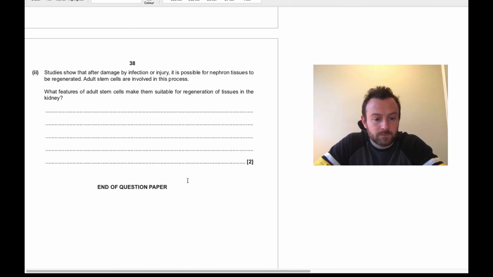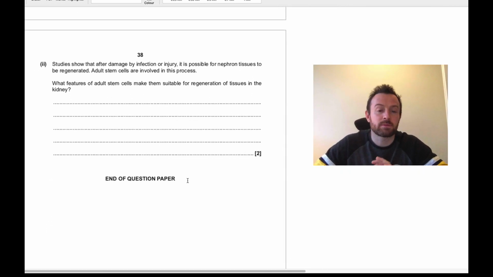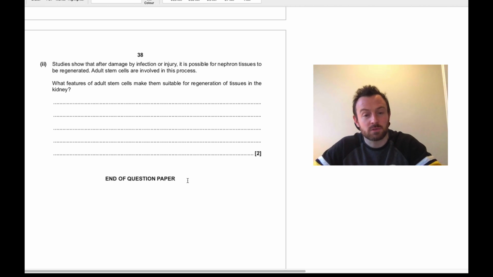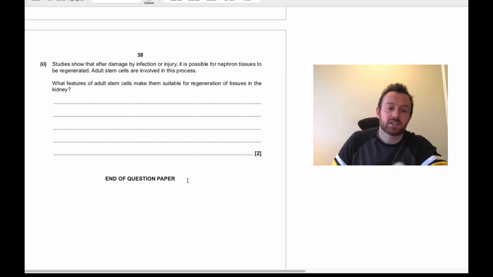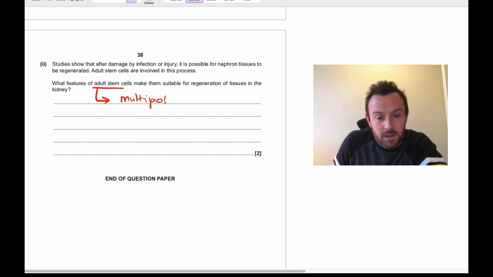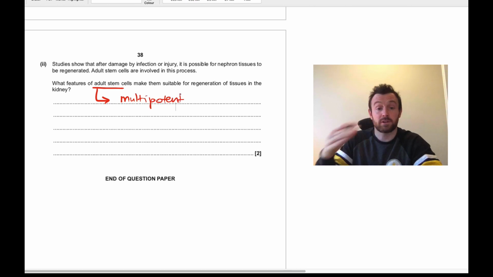Final part. Studies show that after damage by infection or injury, it is possible for nephron tissue to be regenerated. Adult stem cells are involved in this process. So what features of adult stem cells make them suitable for regeneration of tissues in the kidney? So adult stem cells, the word you've got to use is multipotent. That means that they have the ability to differentiate into several different cell types.